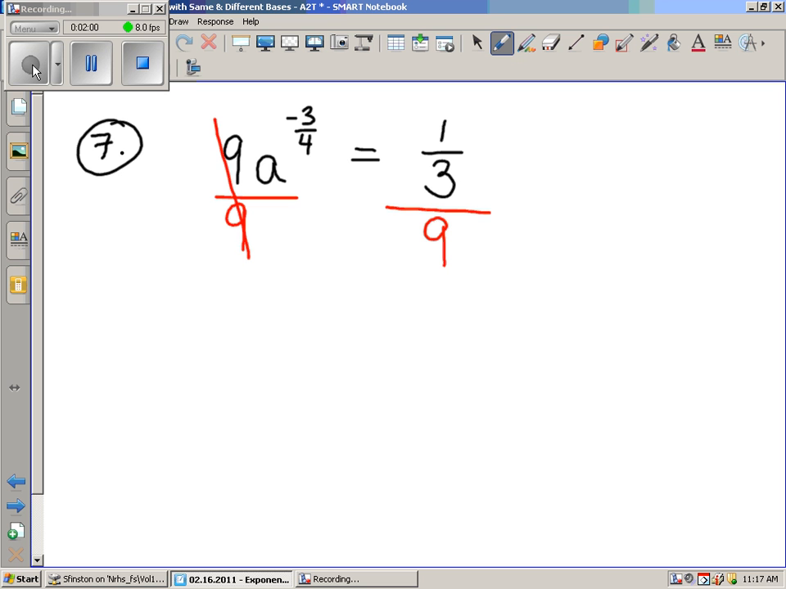Okay, and so then we get this: a to the negative 3/4 equals a third divided by 9, which is 1/27. It's like if you broke a third up into 9 pieces, how much would each piece be worth? It'd be worth a 27th.